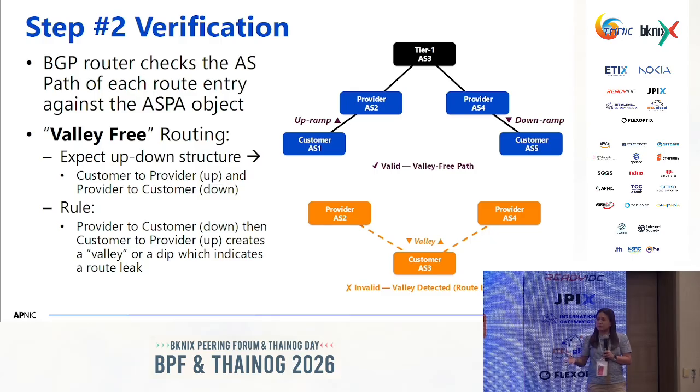In a typical topology, it follows an up-down structure, kind of like a mountain. It starts with customers announcing their routes up to a provider, goes up, like an up ramp. At some point, it goes laterally and eventually comes down until it reaches the other customer. So you have your down ramp, a typical mountain structure. The rule here is simple. If you see a provider to customer and a customer to provider setup, then it creates a valley, or a dip, in the route. Therefore, this indicates a route leak.